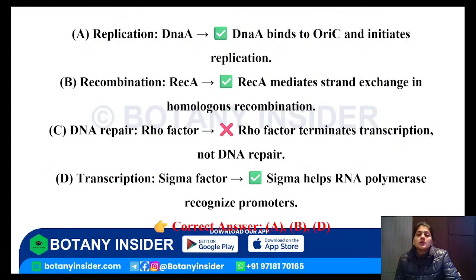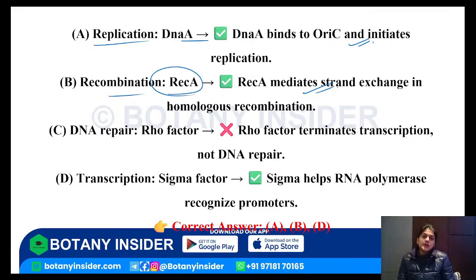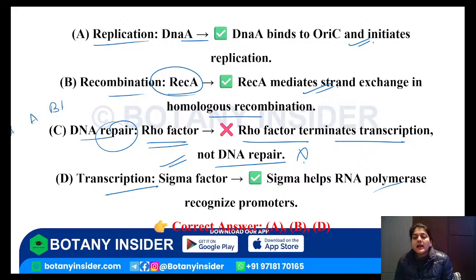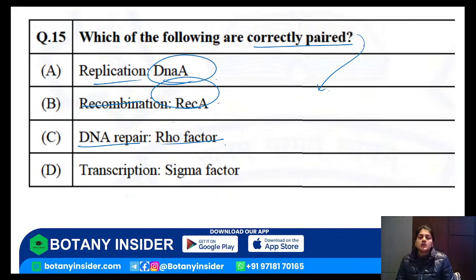Let's see. Over here, replication DNA A, it's correct. Recombination Rec A mediates the strand exchange in the homologous recombination. DNA repair, rho factor terminates the transcription, not the repair. Transcription and sigma factor is also correct. So A, B and D, all three of these are the correct ones. Again a multiple select question.